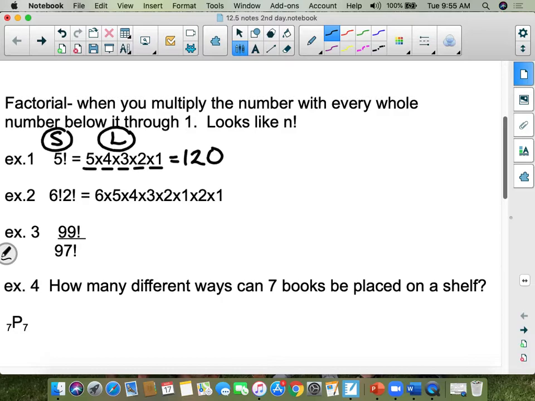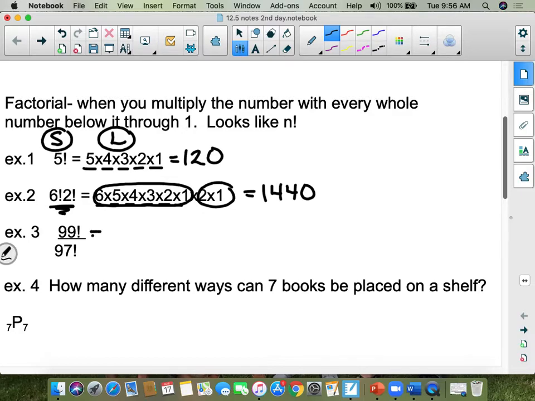Okay, what happens if they asked you to do 6 factorial times 2 factorial? All you have to do is plug it into your calculator to do 6 factorial, 2 factorial, or the long way. 6 factorial is 6 times 5 times 4 times 3 times 2 times 1. So this is 6 factorial. What is 2 factorial? 2 times 1. And if you do it the long way, you are going to get, I'm going to do it the shortcut way. 6 factorial and 2 factorial makes, wow, 1,440. And if you multiply those all across, you'll get it.